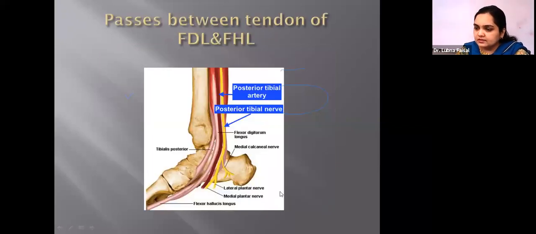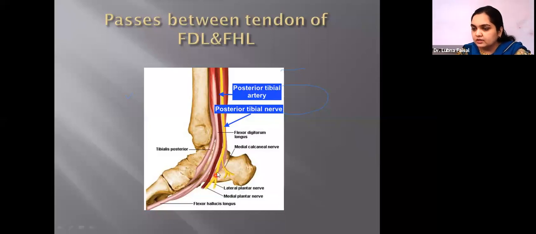Now, this is a slide showing the further descent of the tibial nerve. This is the tibial nerve. At the ankle joint, this tibial nerve passes deep to the flexor retinaculum, and it runs parallel to the posterior tibial artery, and it passes between the long tendons of the flexor digitorum longus and the flexor hallucis longus.